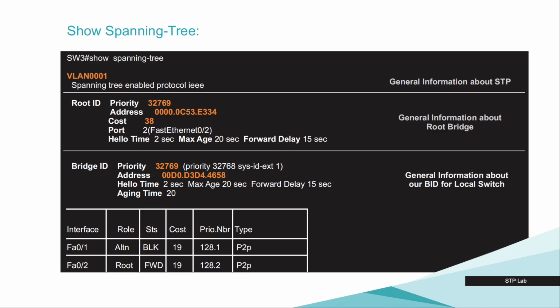Also, we have a small table for the interfaces that participate in the Spanning Tree Protocol on our current switch, which is switch 3. So we have FastEthernet 0/1. This interface is an alternate block. The cost is 19, and we have something called priority, and the type is point-to-point. We also have FastEthernet 0/2. This is a root port. This port is forwarding. The cost is 19. The priority is 128.2, and this is a point-to-point link.